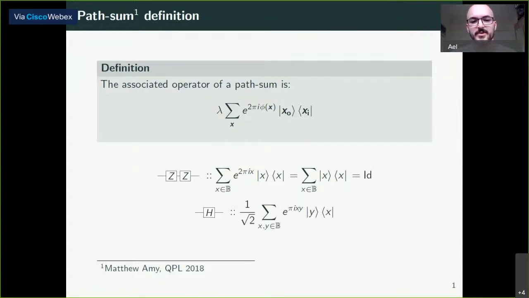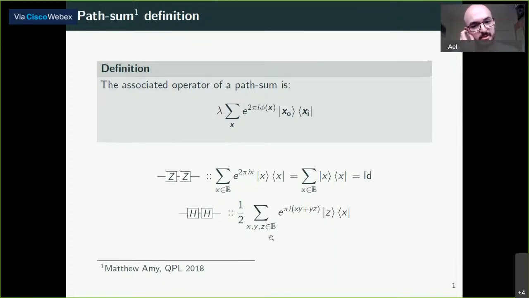You would want to have the same with a Hadamard gate. So a Hadamard gate is the following, and to express it, you need to introduce another variable, which is y. So if you compose two Hadamard gates, you're going to introduce two different variables. So this does not simplify by itself. So Matt's idea was to create reduction rules to simplify these expressions.